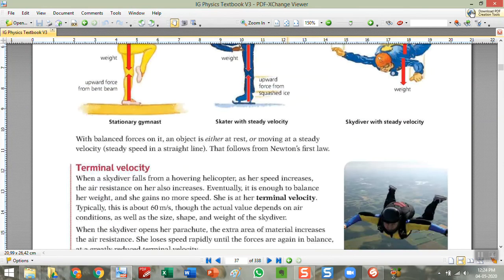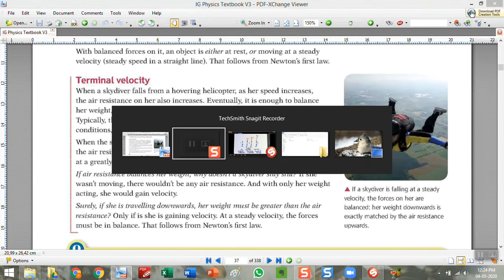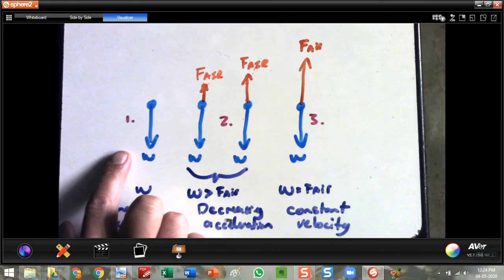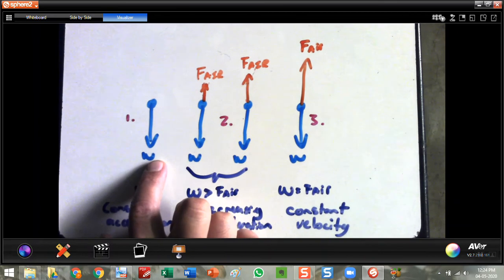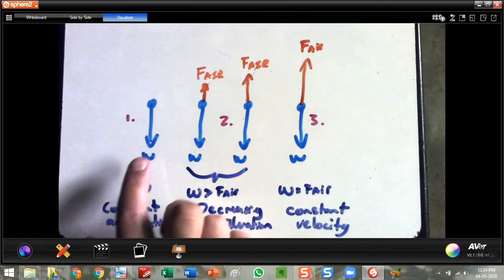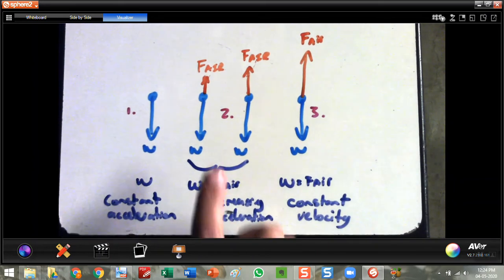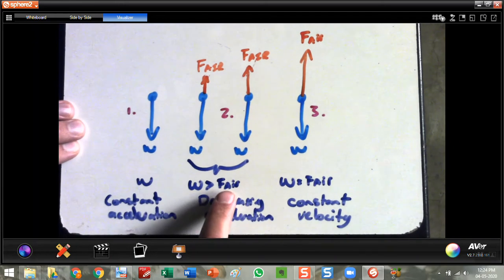To understand terminal velocity, they explain it here in the textbook, but we're quickly going to go to my board. So guys, there are three stages of terminal velocity. The first stage is when the guy just jumps out of the airplane, he's moving slow, and weight is the only force acting on him. He's accelerating downwards at a constant acceleration. The faster he starts falling, we'll see that the air resistance increases. The weight is still bigger than the air resistance, but the acceleration is decreasing.